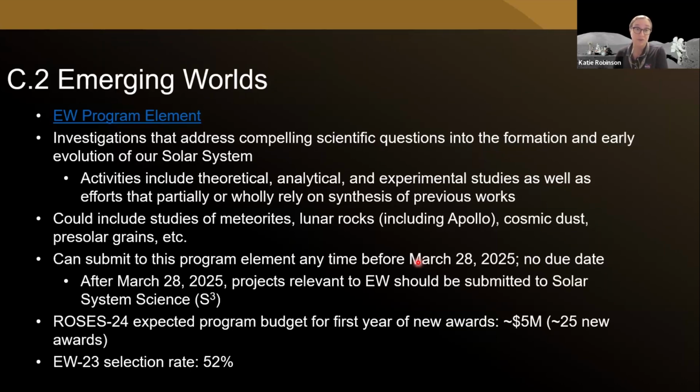And these proposals generally include activities that are theoretical, analytical, or experimental studies, as well as efforts that partially or wholly rely on synthesis of previous works. This can include studies of astromaterials. This can include studies of meteorites, lunar rocks, including Apollo and Luna samples, cosmic dust, pre-solar grains, etc.